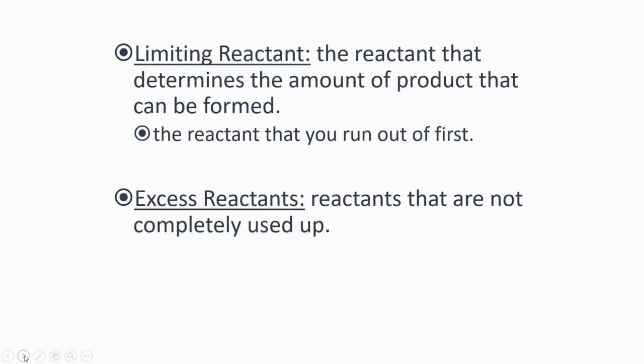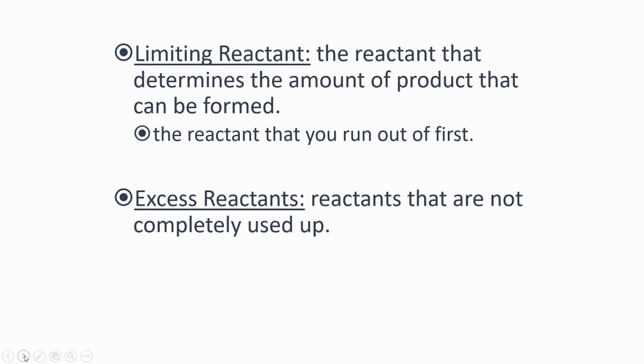So in a reaction, we have two main types of reactants. We have the first one, which is called the limiting reactant. This is the reactant that determines the amount of product that can be formed. In other words, it's the reactant that you run out of first, or the one that you don't have enough of to complete all of your products.